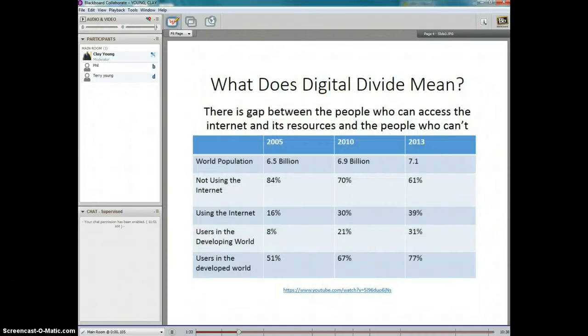All right. What does the digital divide mean? There's a gap between the people who can access the internet and its resources and the people who can't. So as you can see here, the population of the world has increased while the people using the internet has decreased. A lot of this has to do with the developing countries. As you can see, they account for the majority of the percentage of the users that do not have the internet. Users in the developed world, their percentage is a lot higher.